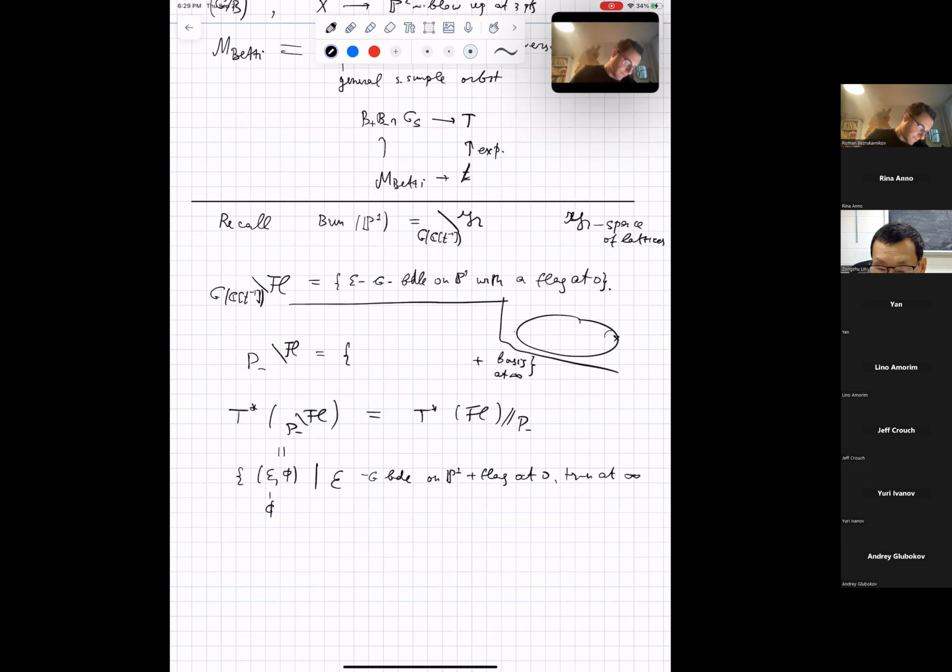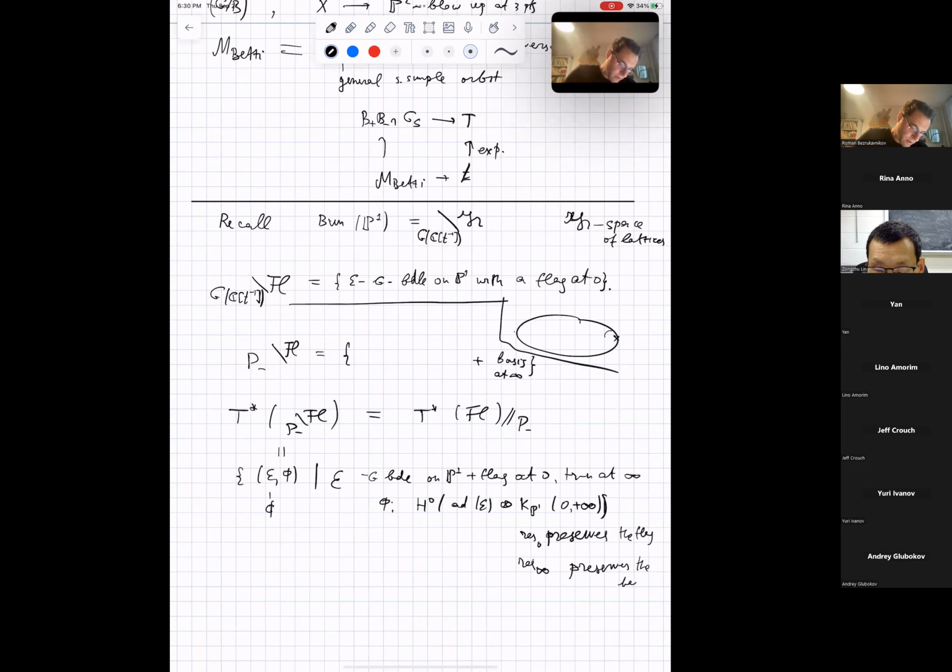At infinity, and phi would be in H0 of E times KP1, and then it is allowed to have poles at 0 and infinity, where the residue at 0 preserves the flag, and the residue at infinity preserves the basis.